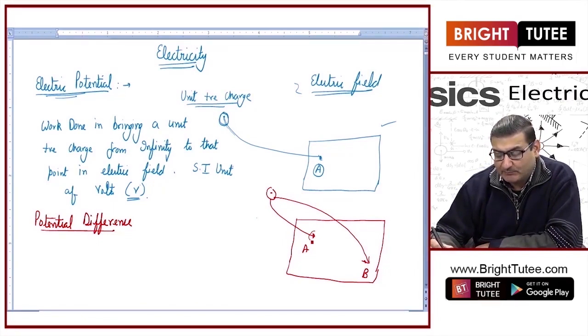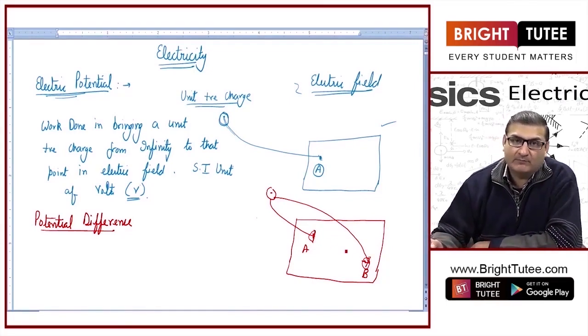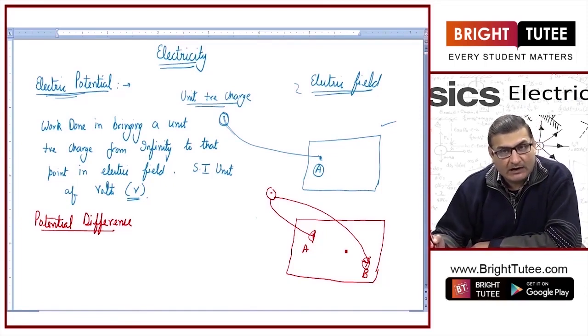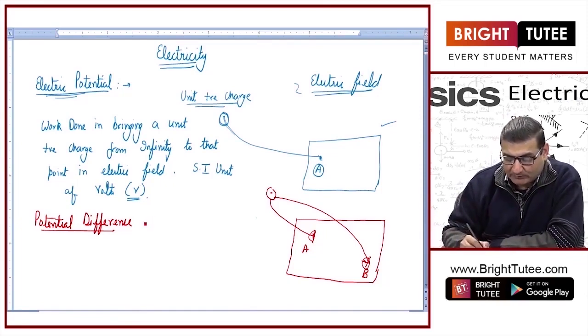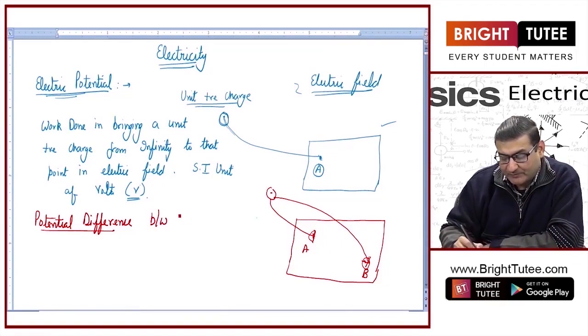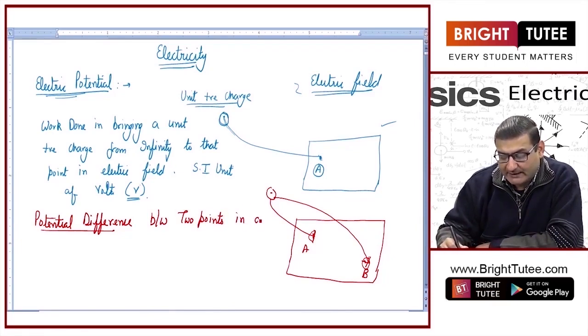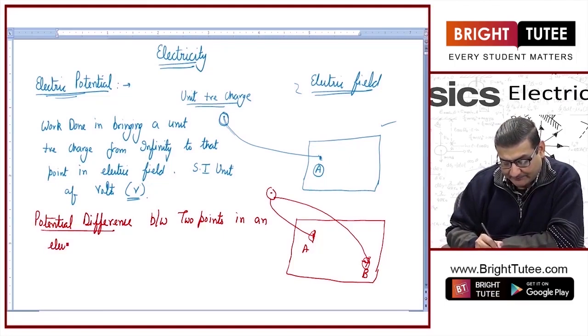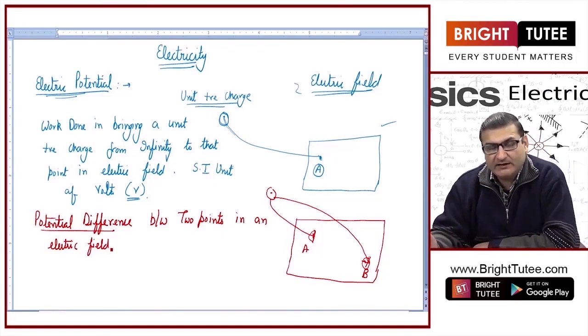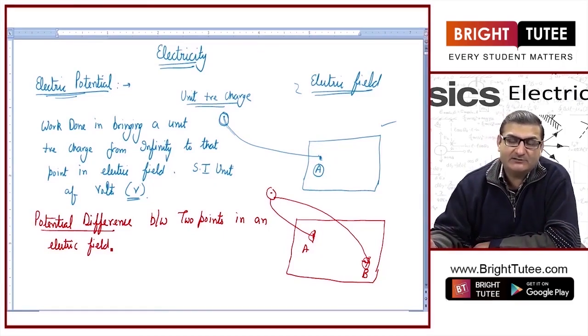So electric potential at point A will be different, electric potential at point B will be different, and the difference between these two electric potentials is known as potential difference. Now how can it be defined? Just try to relate. Potential difference between 2 points. Now I am talking about point A and point B. Between 2 points in an electric field, there are two different points taken in the same electric field, and we are going to calculate the potential difference between these 2 points.